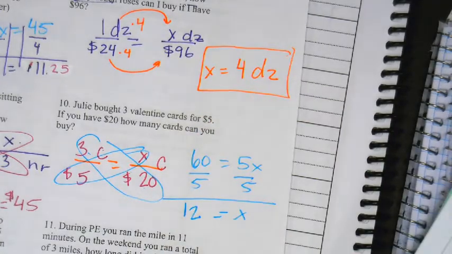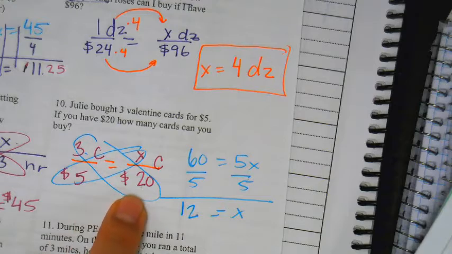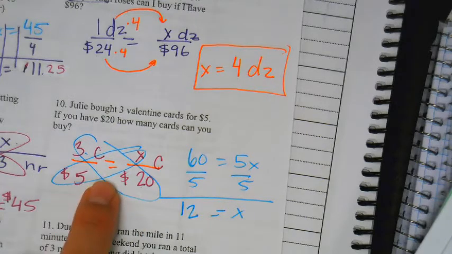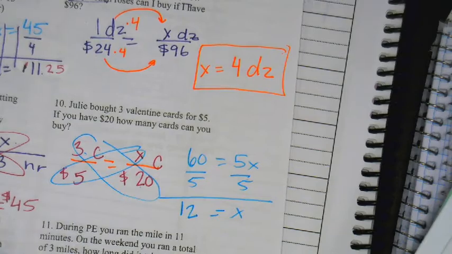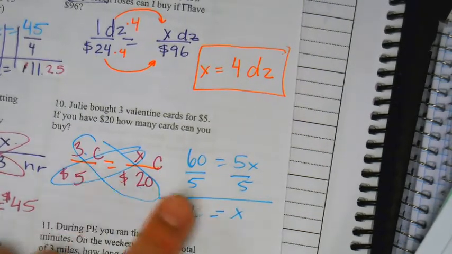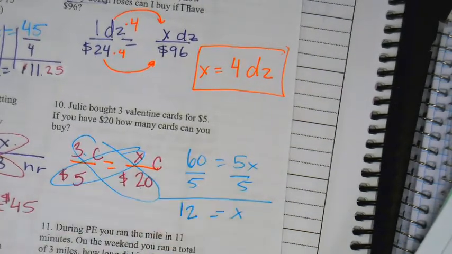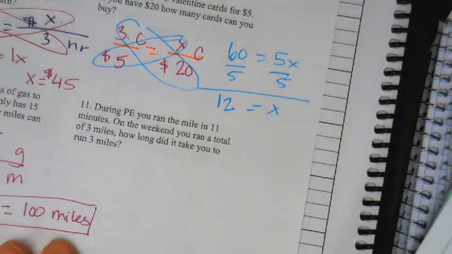But if you saw the relationship, it was 5 times what is 20? 5 times 4 is 20, so 3 times 4 is 12. It's a lot easier than doing this. But if you don't see the relationships, then this is the only way you can do it. The hard way.